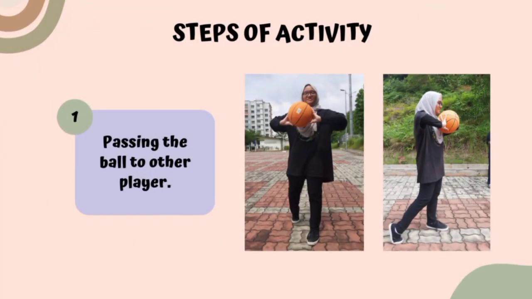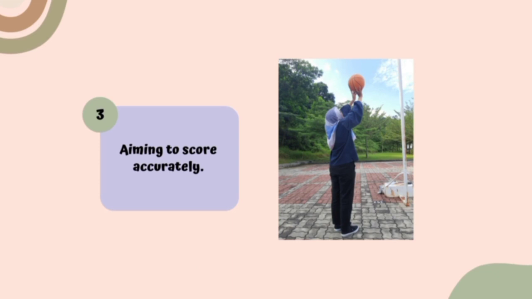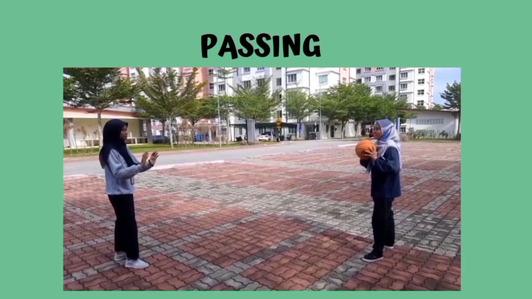So the first step is to pass the ball to another player. Next is to receive and catch the ball thrown by another player. Before shooting, the player needs to aim the ball first to score accurately, and lastly is to shoot the ball into the net. Here is a clear picture of each step and its motion analysis. The first step, passing the ball.